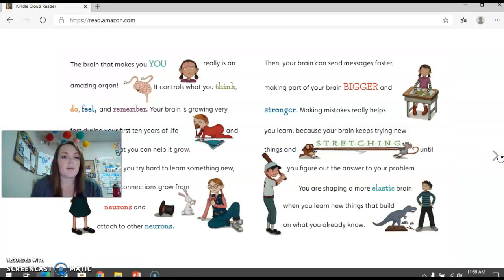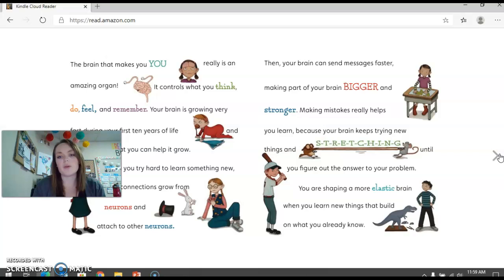The brain that makes you really is an amazing organ. It controls what you think, do, feel, and remember. Your brain is growing very fast during your first 10 years of life. And now we know that you can help it grow. When you try to learn something new, connections go from neurons and attach to other neurons. Then your brain can send messages faster, making parts of your brain bigger and stronger.